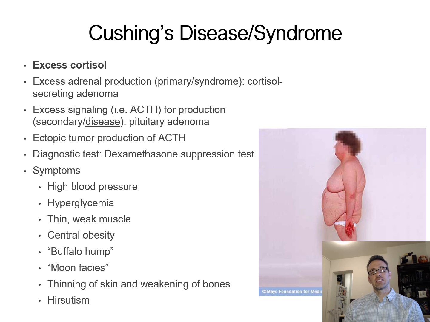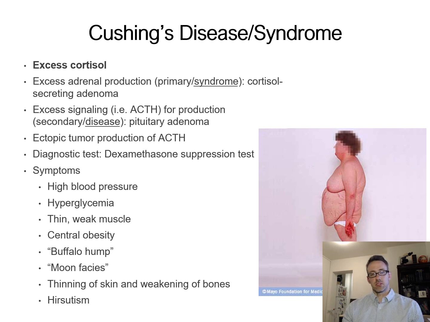If there's excess signaling, like from the ACTH, this is what we call secondary because it's not in the gland itself, and we refer to that as Cushing's disease, and that's usually because of an adenoma in the pituitary gland. So an ectopic tumor production of ACTH can also be another cause of it. So there could be tumors that actually release compounds that act like ACTH or mimic ACTH action. Ways in which you could test for that would be things like a dexamethasone suppression test, which we'll get into more detail in the clinical courses.